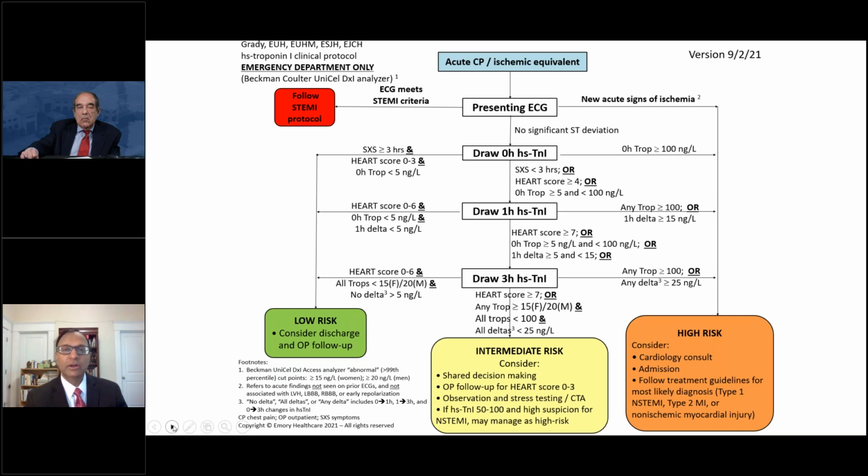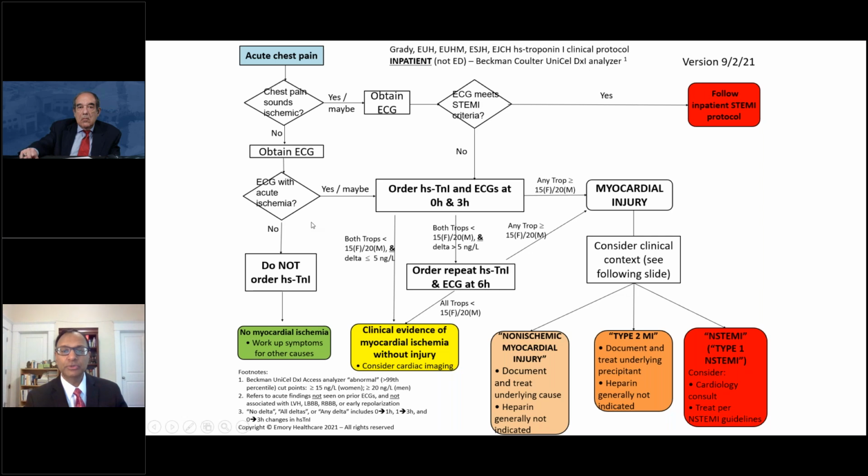We also created an algorithm for our inpatients. These are patients who are then admitted. It looks different than the one for the ED. I won't go into this in as much detail. I will say this is also a clinical algorithm like the prior one I showed from the ED, where it asks, does the chest pain sound ischemic? You look at your ECGs, you go down the STEMI pathway if it meets STEMI criteria. If the chest pain is not ischemic and the ECG shows no acute ischemia, you don't even have to order a troponin. You can work up symptoms for other causes. You can also get a stress test on a non-emergent basis.